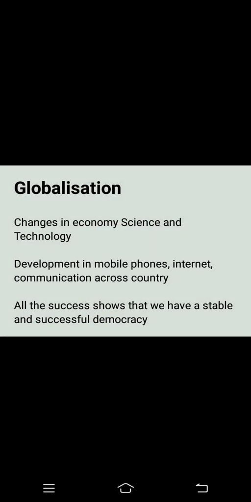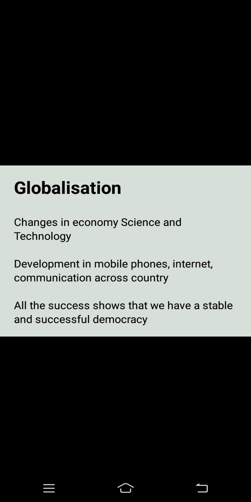Globalization. As we described 1991 as a globalized era, let's discuss it. Changes in economy, science, and technology. Lots of changes took place in economy, science and technology, which are visible right now. For example, development of the mobile phone. If you go to a market and try to buy a phone, there are various options. So that is a development we see.